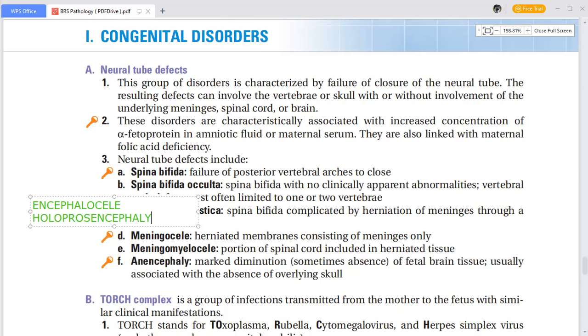It is also associated with midline facial abnormalities. Holoprosencephaly can result from mutations of various genes, but what is important to remember is that there was incomplete separation of the brain structures.